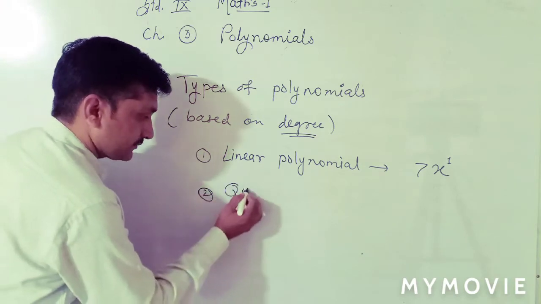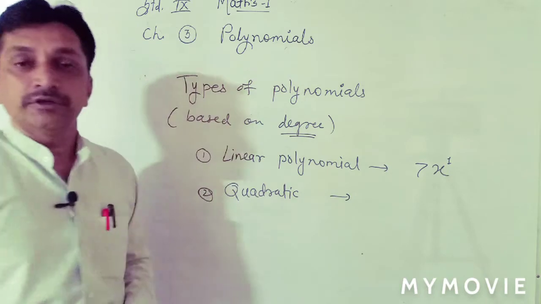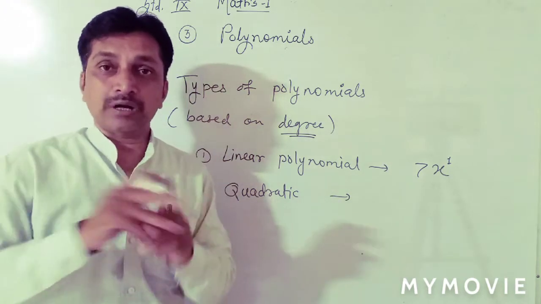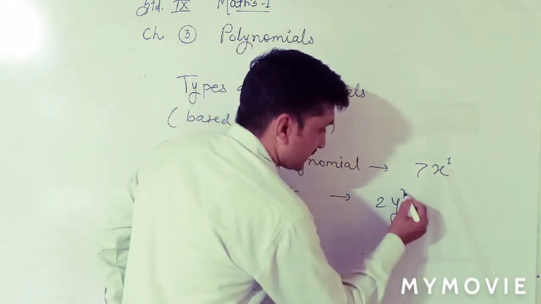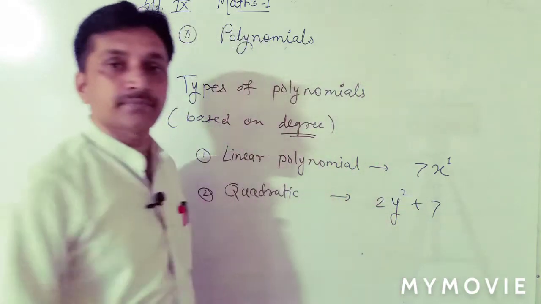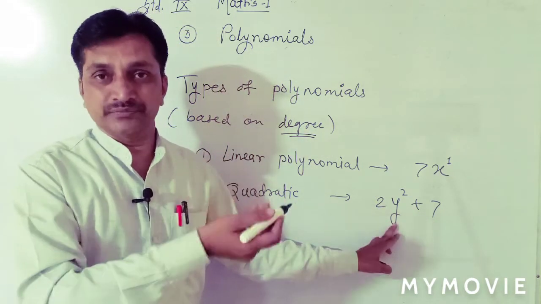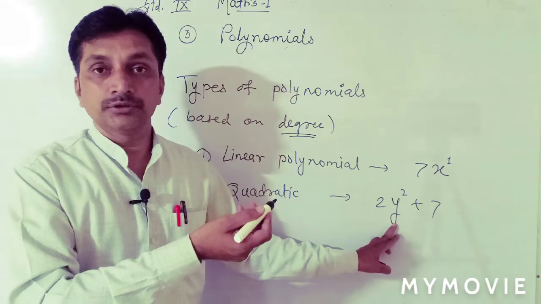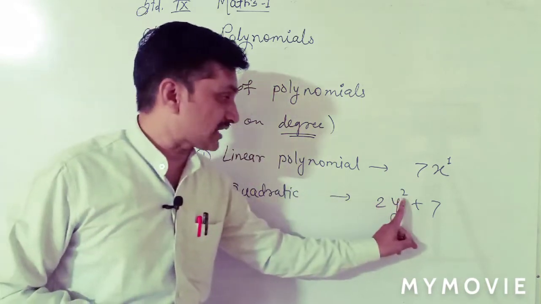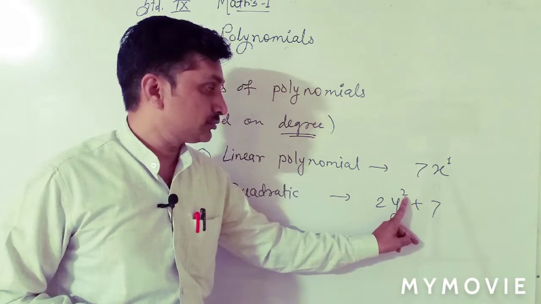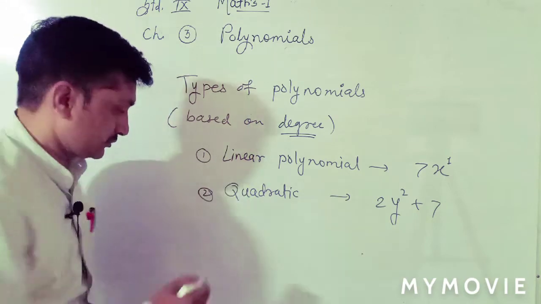Second is quadratic polynomial. If the degree is 2, or the highest index is 2, that is called quadratic. For example, 2y square plus 7. Based on terms, there are 2 terms, right? Binomial, that is. But based on degree, the highest index is 2. Degree is 2, that's why this is quadratic, second type.